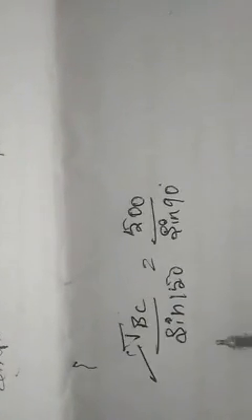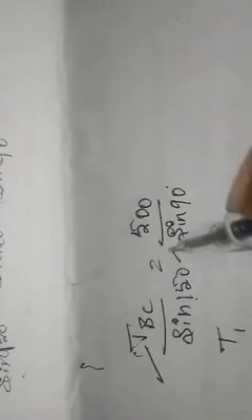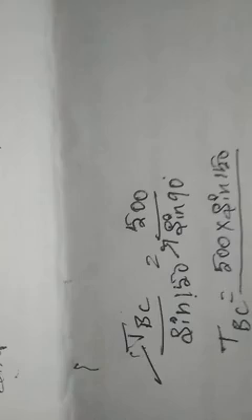So I will write it as TBC divided by sine of 150 equivalent to 500 divided by sine of 90. You need to determine only TBC, so keep it as it is in the numerator, and whatever is on this side, you send in this direction. So TBC is equal to 500 into sine of 150 divided by sine 90. Calculate it and write it. TBC you will get around 250 Newton.